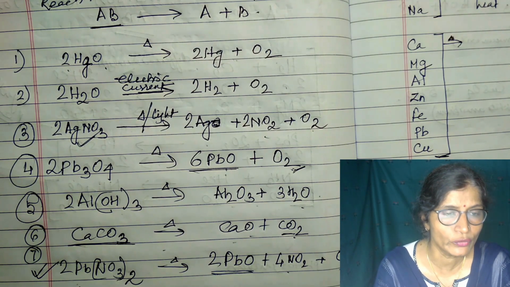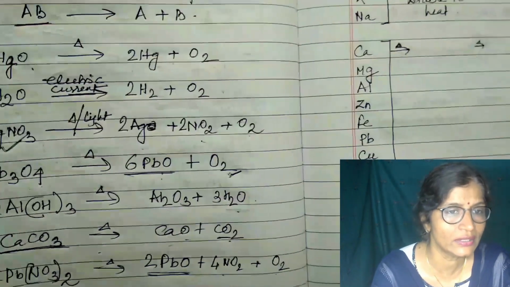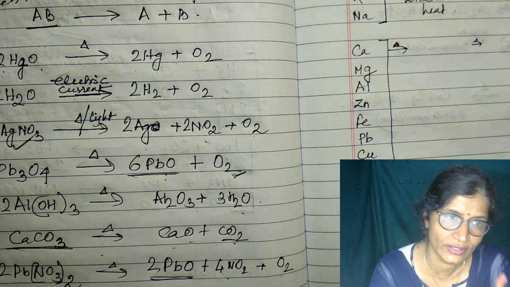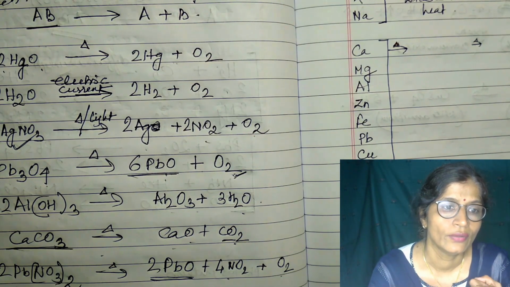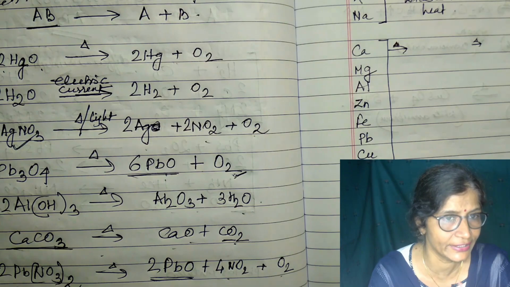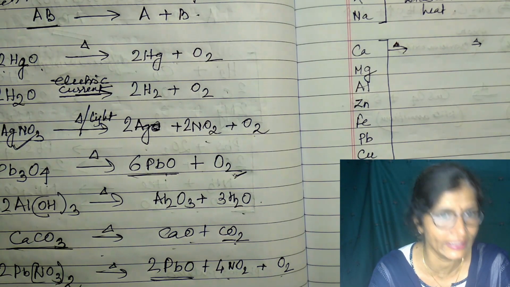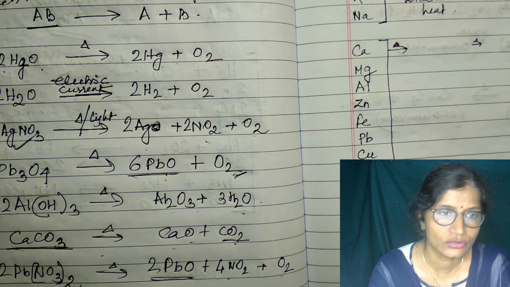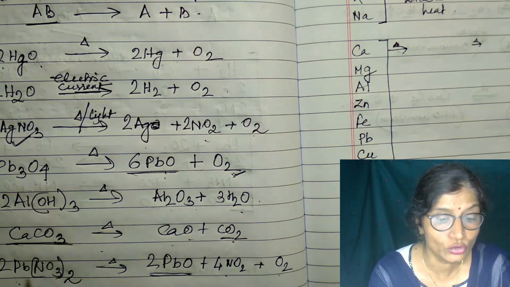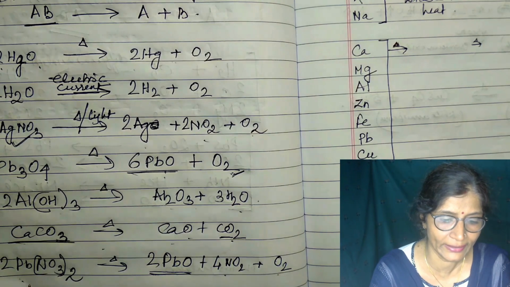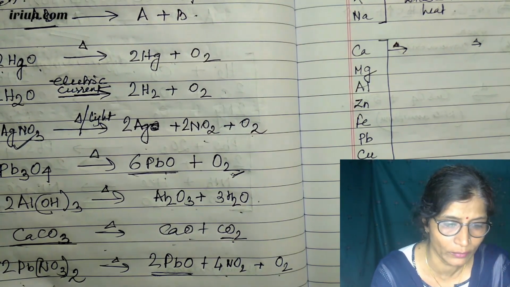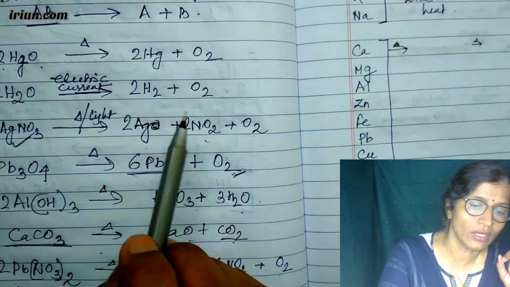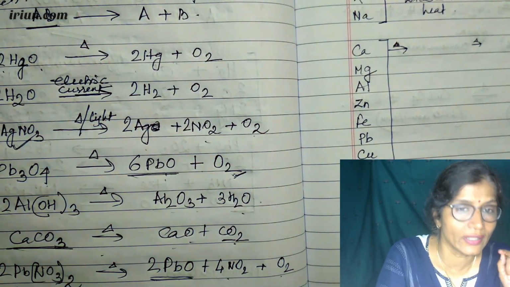It will give you the yellow colored lead oxide as residue within the test tube, and then we will get a gas, a reddish brown gas, nitrogen dioxide, and another gas, a colorless gas, that is the oxygen. So here the three products are obtained by the decomposition of one compound. So this is all about the chemical decomposition reaction.